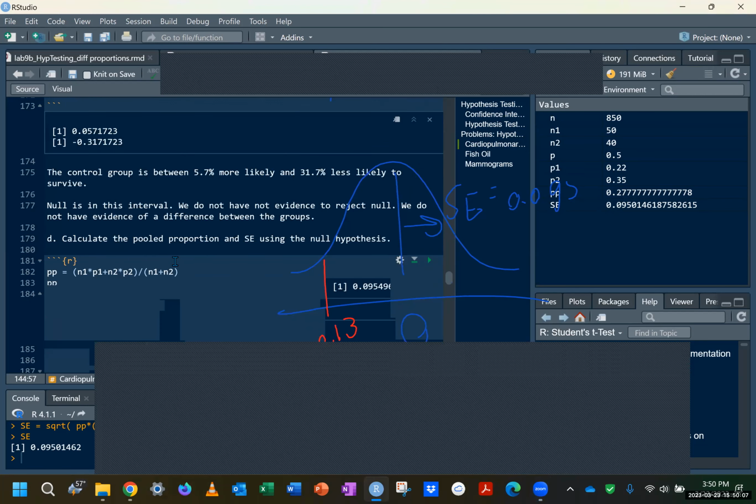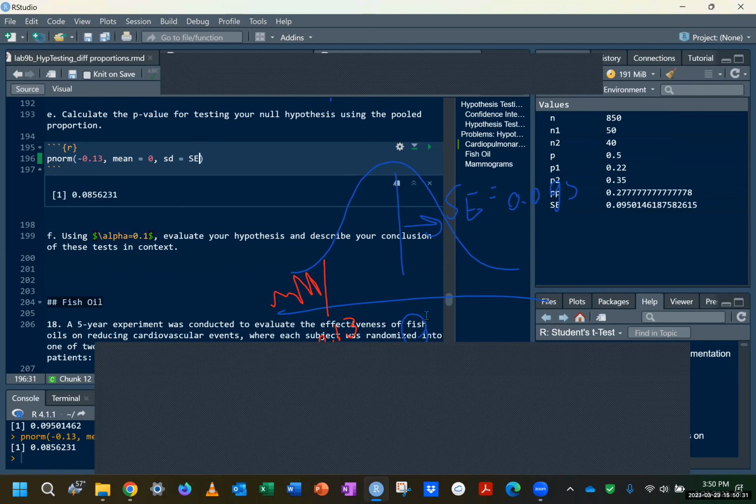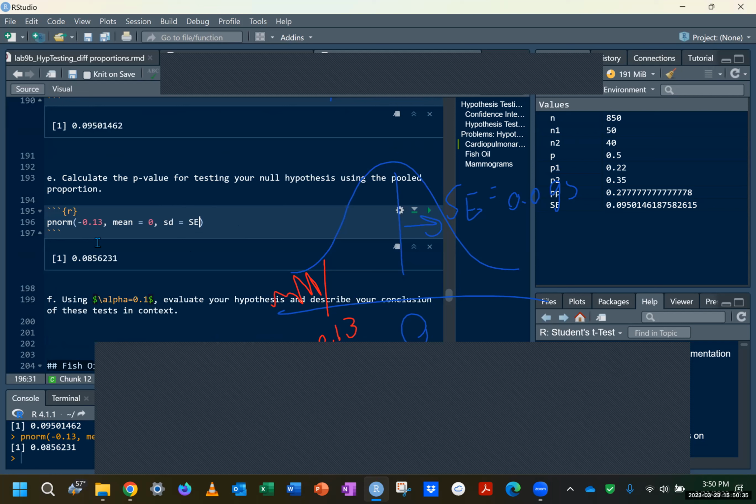What's the probability of getting something less than that? That's this right here. That's a lower tail. So it's just pnorm of the difference we found, where the mean was 0, and the standard deviation is the SE. What do we get? We get a decently big value. This value is more than 0.5.